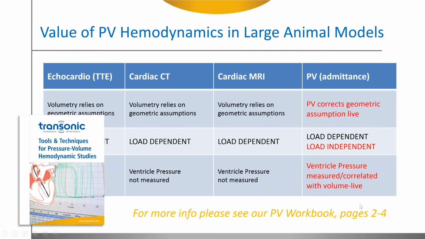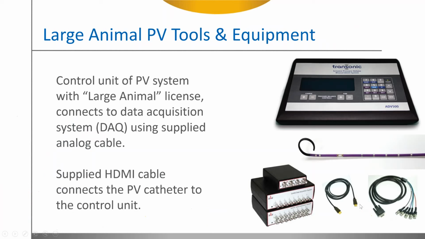Moving further, large animal PV tools and equipment. Parts of the large animal systems are presented on this slide. When put together, the control unit, which is here, of the PV system with a large animal license connects to data acquisition using supplied analog cables. Supplied HDMI cables connect to the PV catheter, and it all connects to the control unit to complete the hardware setup.